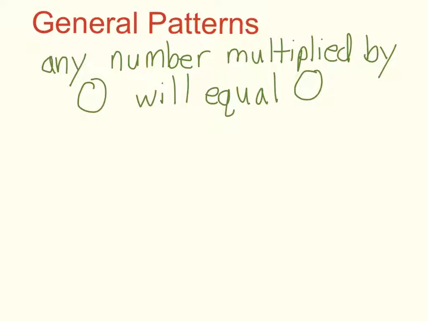Now, I could write that in words like I just did, or I could write it as a number sentence using variables. If I'm using variables, I'm just going to choose the variable n for number. So any number multiplied by 0 will equal 0. Now I've written that general pattern as a number sentence as well, using a variable where that variable n can equal any number. So I have it in words, any number multiplied by 0 will equal 0, and I also have it written as a number sentence, n times 0 equals 0. That is a general pattern.